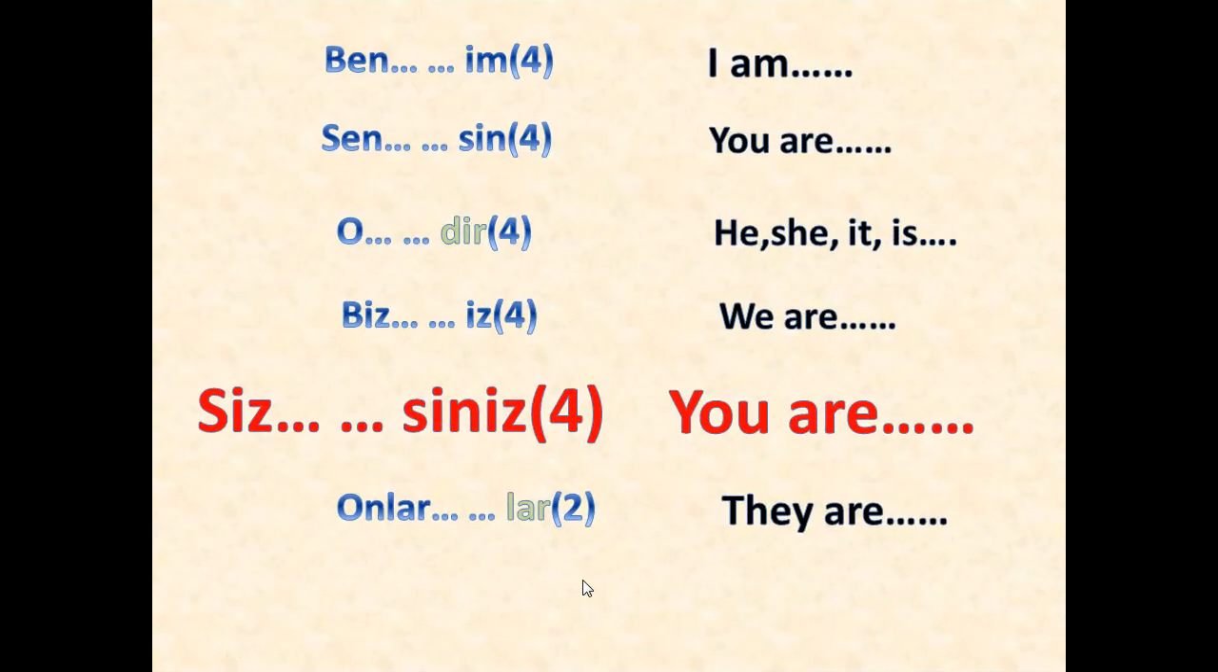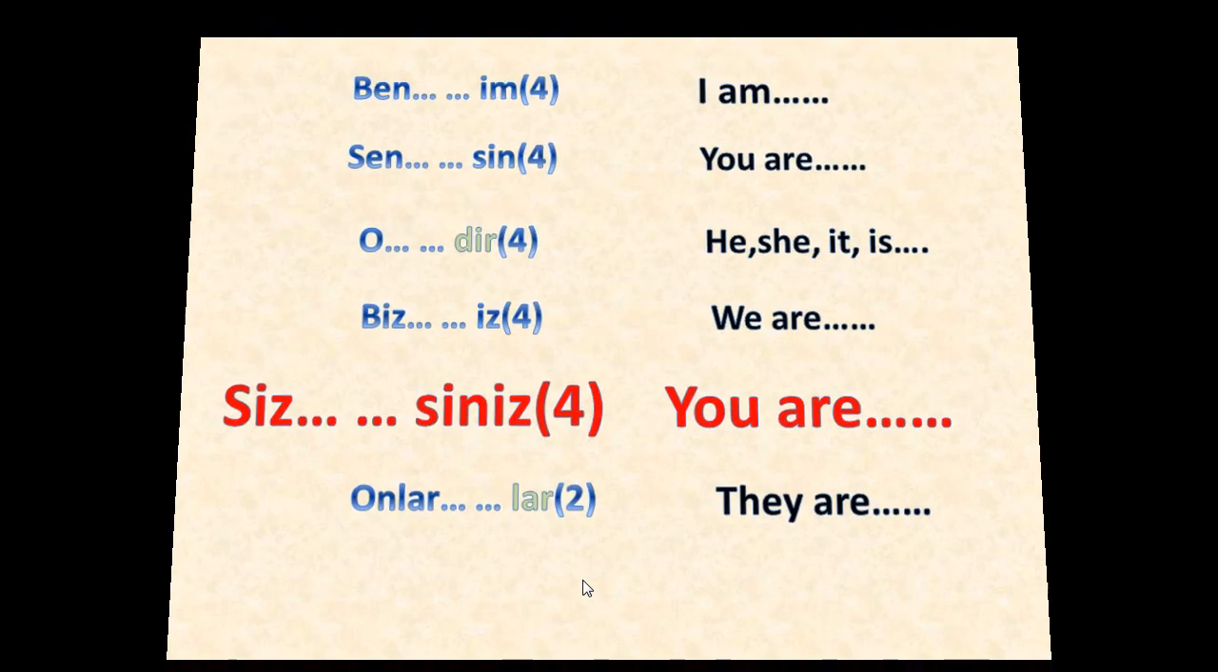Okay, we have siz. Siniz means you are in plural form. We have sınız for a and ı. We have siniz for e and i. We have sunuz for o and u. We have sünüz for ö and ü.